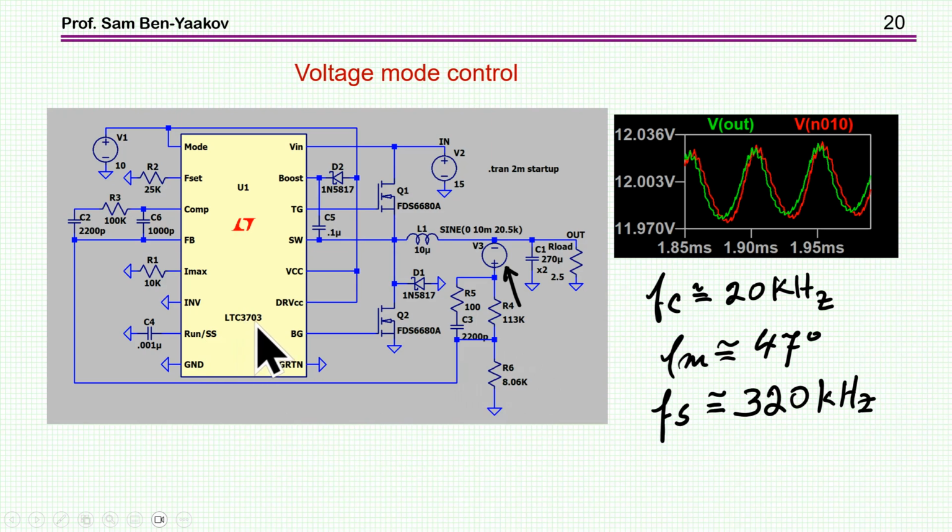the LTC3703 controller, and this is a demo circuit given by Analog Devices. And we have the controller. We have also outside transistors, and here is the LC. This is a buck converter.